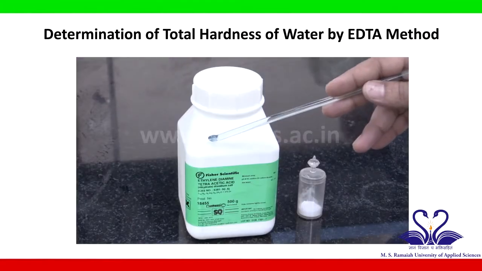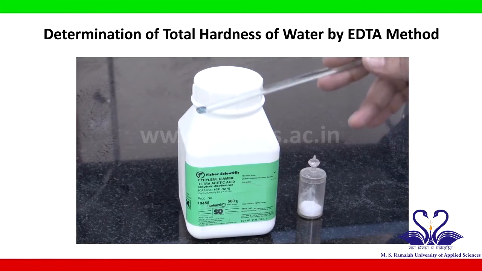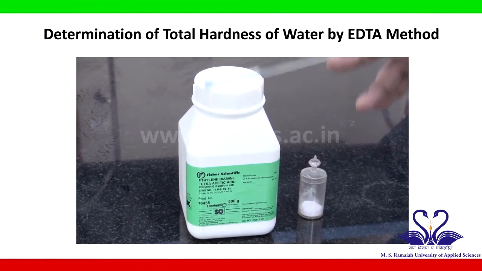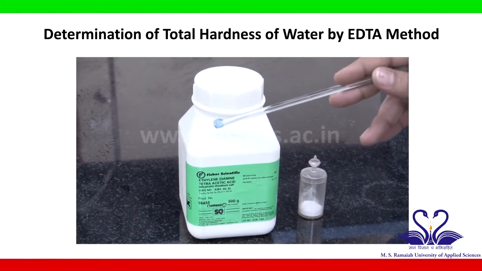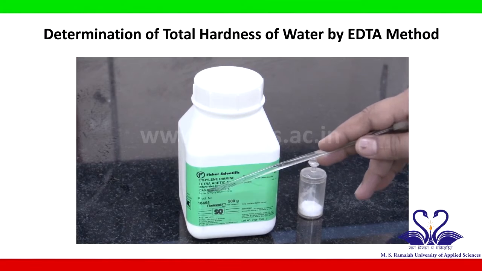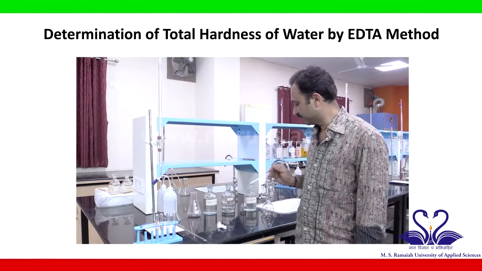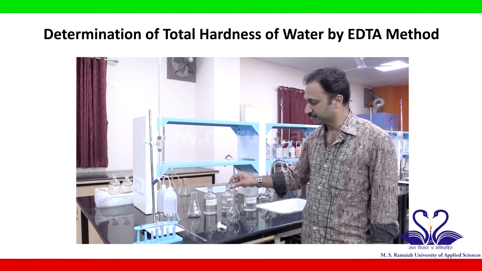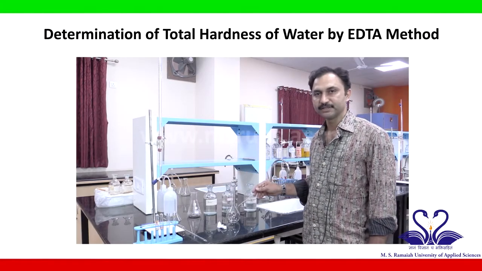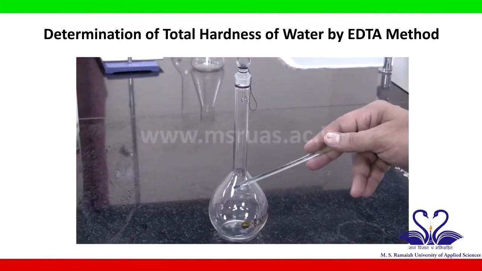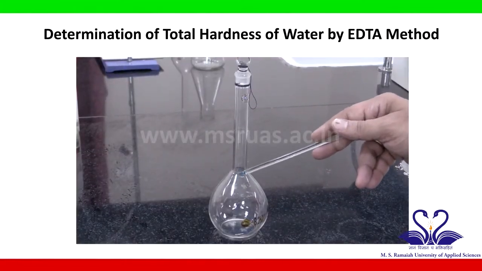This is EDTA. So here we are going to find out the hardness using complexometric titration. So we are going to use EDTA. A known quantity of EDTA has been weighed and transferred to a weighing bottle. To prepare the standard solution, we need a standard flask to prepare the standard EDTA solution.